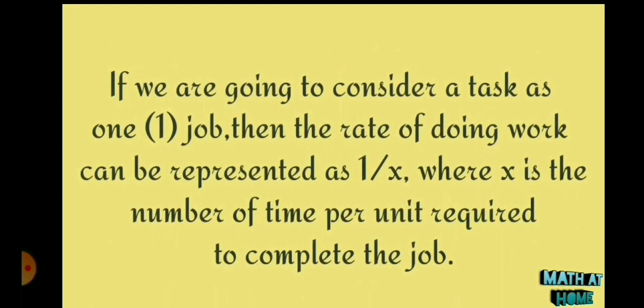If we are going to consider a task as one job, then the rate of doing work can be represented as 1 over x, where x is the amount of time per unit required to complete the job.